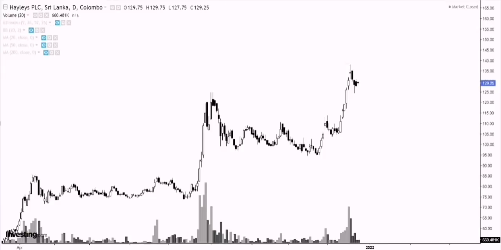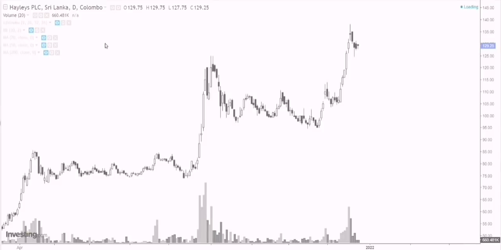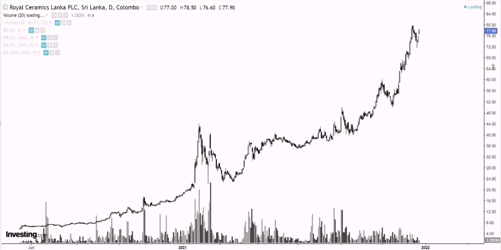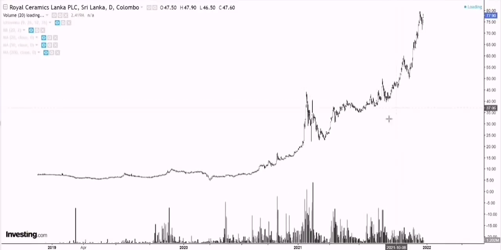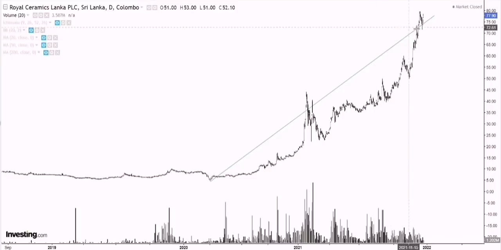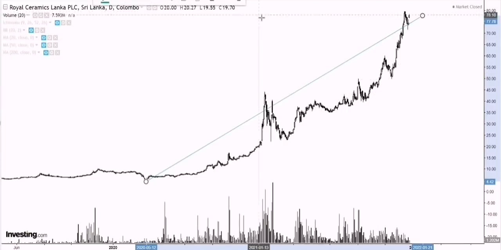So let's quickly jump into RCL. Right, so RCL, here's the overall chart. Again, we do the same thing. We zoom out and look at the overall trend. So obviously we can clearly see that the overall trend is very strong since around the COVID-19 bottom in March 2020. We can see a clear uptrend in prices. Prices have pretty much gone from around the fives all the way towards almost 80 rupees. So that is a very strong uptrend.